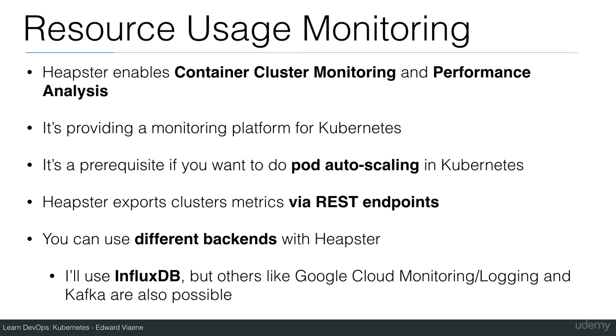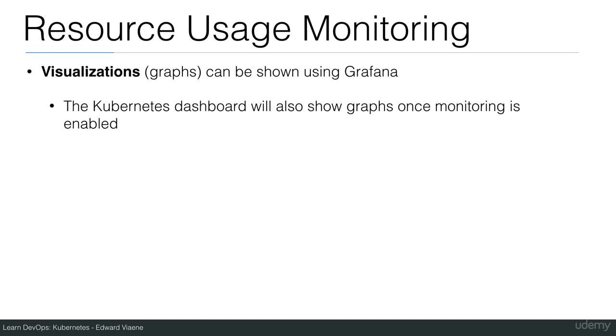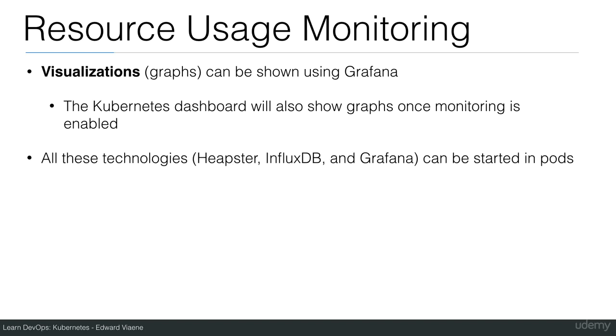InfluxDB is a database that is fit for time series. That's why it's a good fit for our Heapster metric data. Visualizations, graphs, can be shown using Grafana. So with InfluxDB, we can also deploy Grafana. The Kubernetes dashboard that I showed you earlier, the web UI, will also show graphs once monitoring is enabled. You don't even have to use Grafana. You can just see the graphs in the dashboard as well.